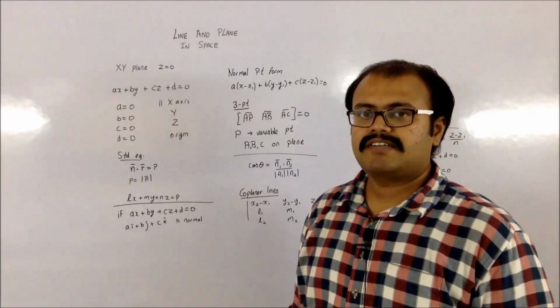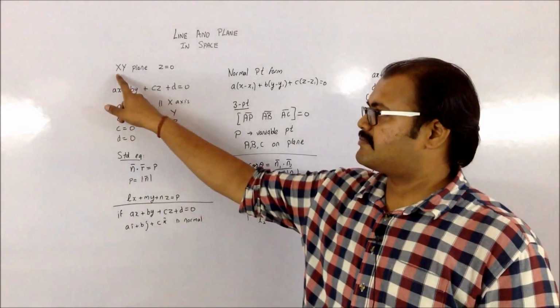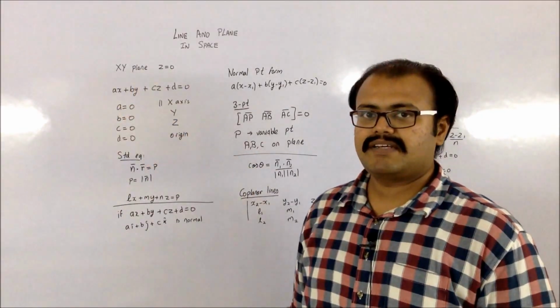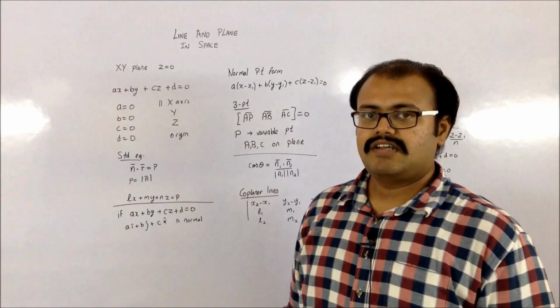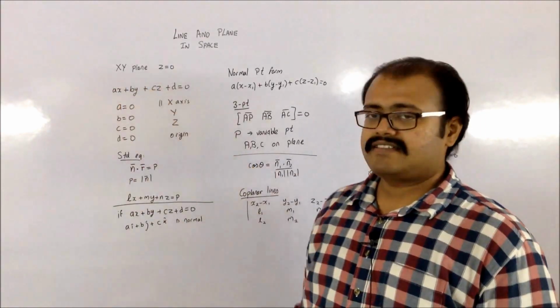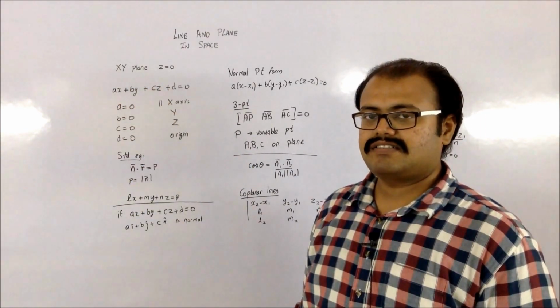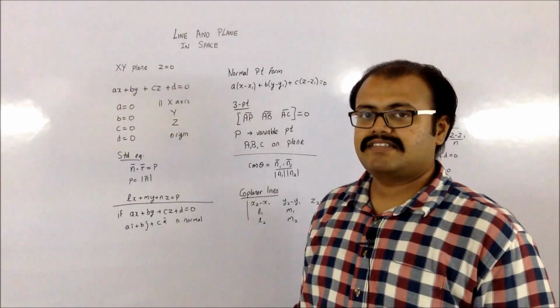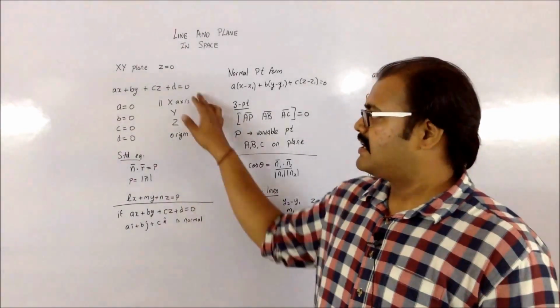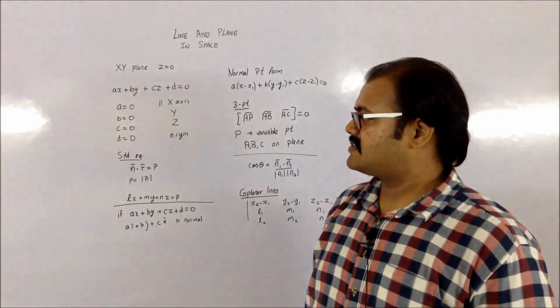Coming to the topics on planes, you have to know that my xy plane will be given by the equation z equals 0. For my yz plane it should be x equals 0, and for my xz plane it should be y equals 0. Now this is my general form of equation.